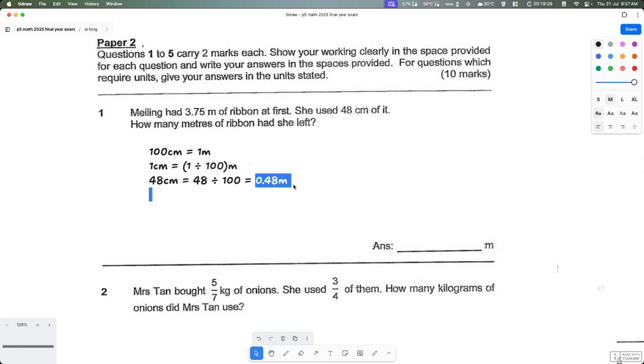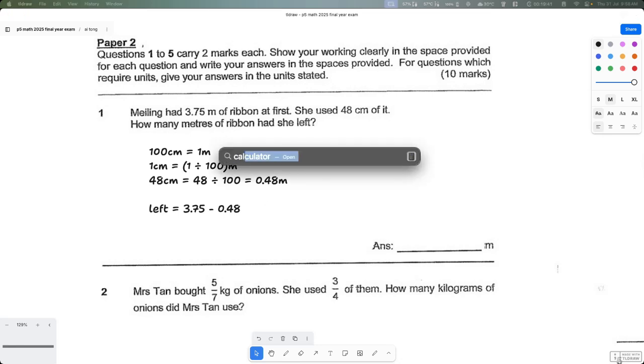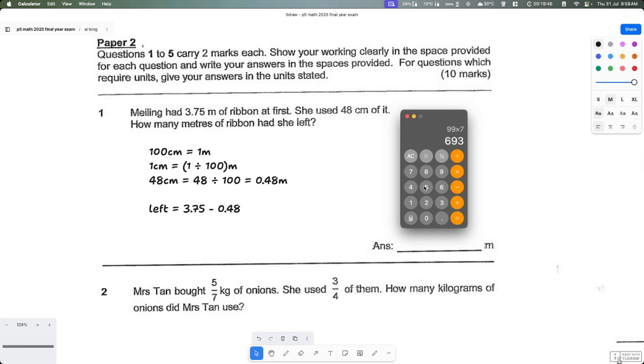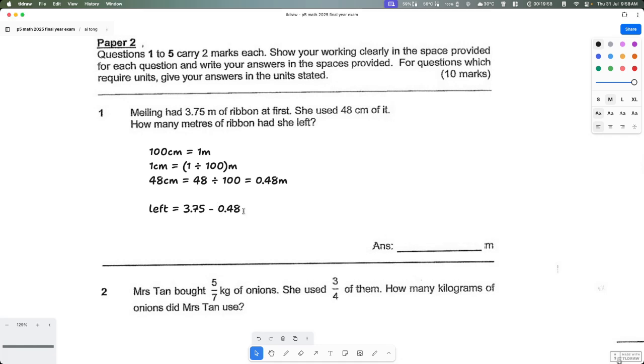So now we know that how much she used is 0.48. So she is left with 3.7 minus 0.48. We can use the calculator, so let me open up my calculator. Handy dandy calculator. We can always double check: 48 divided by 100 is 0.48 meters. So 3.7 minus 0.48 gives us 3.22 meters. So the answer to this is 3.22 meters. All right, let's move on to the next question.